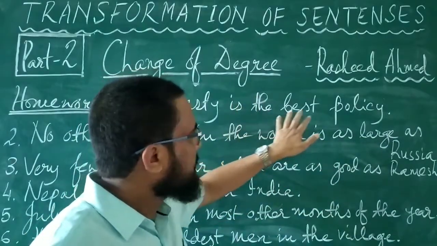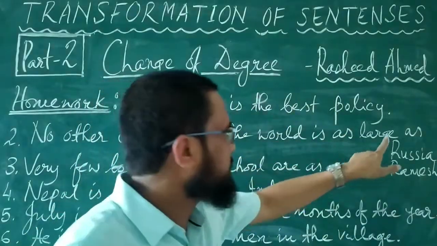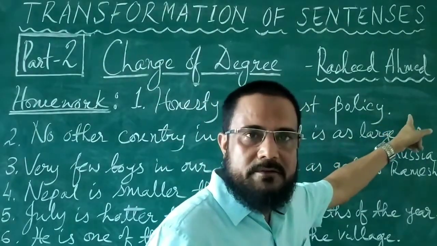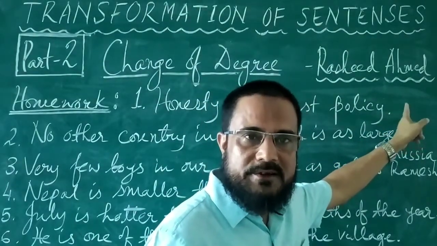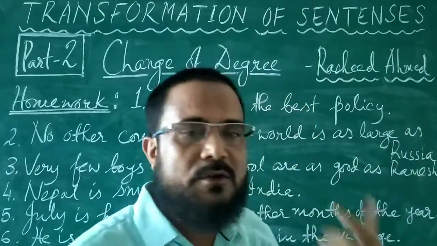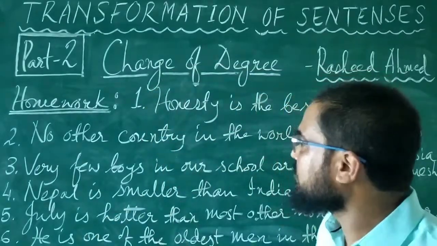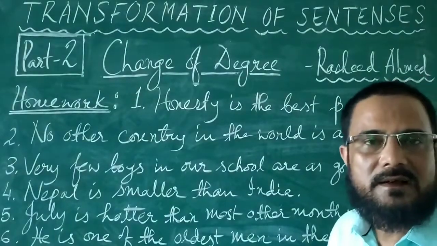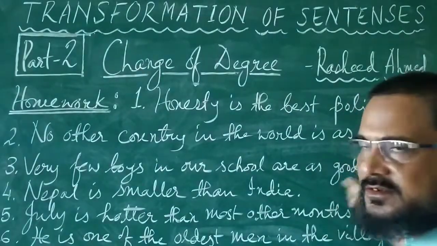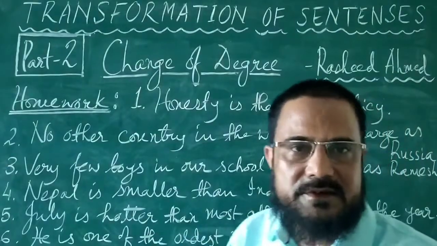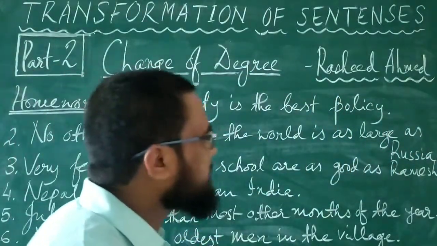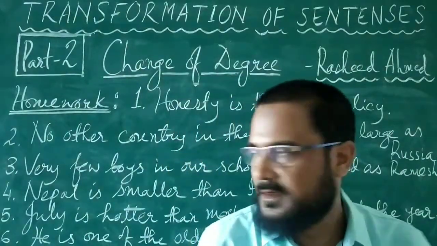Honesty is the best policy. Whatever degree it is, you first mention it in your answers in your notebook. Within bracket you write P for positive, C for comparative, S for superlative, and then change it to other 2 types. Number 2 is no other country in the world is as large as Russia. Again you have to first of all judge what degree it is, change it to 2 other degrees. Then number 3 is very few boys in our school are as good as Ramesh. The same thing you will do.